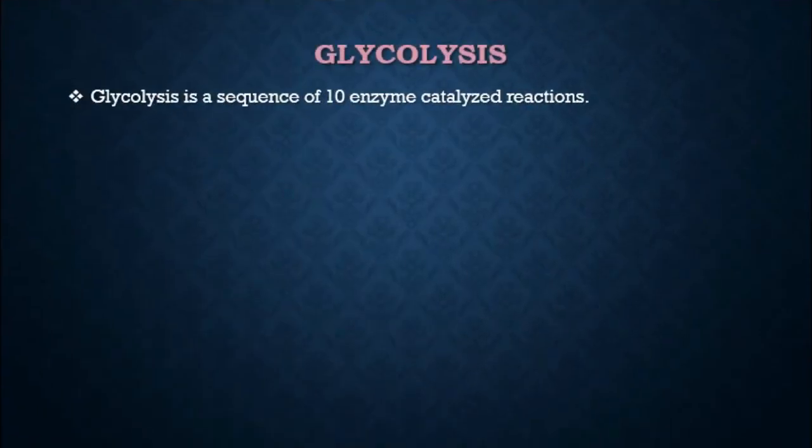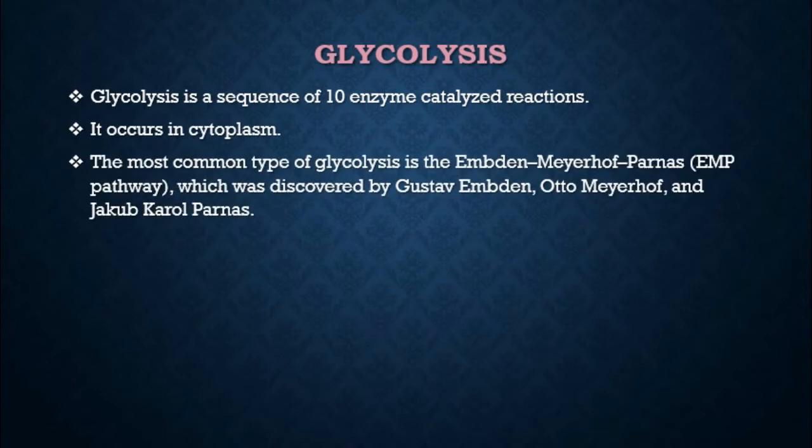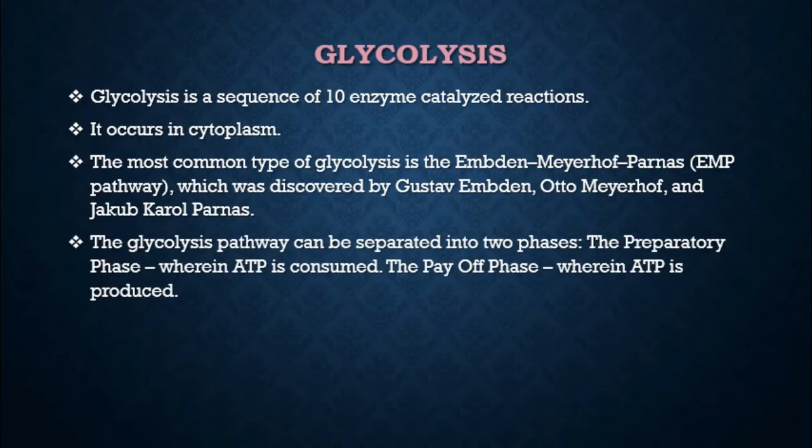We will learn glycolysis in detail. Glycolysis is a sequence of 10 enzyme-catalyzed reactions. It occurs in the cytoplasm. The most common type of glycolysis is the Embden-Meyerhof-Parnas pathway, otherwise called the EMP pathway, which was discovered by Gustav Embden, Otto Meyerhof and Jacob Karol Parnas. The glycolysis pathway can be separated into two phases. The first is the preparatory phase, wherein ATP is consumed by the pathway itself, and the second is the payoff phase, wherein ATP is produced.